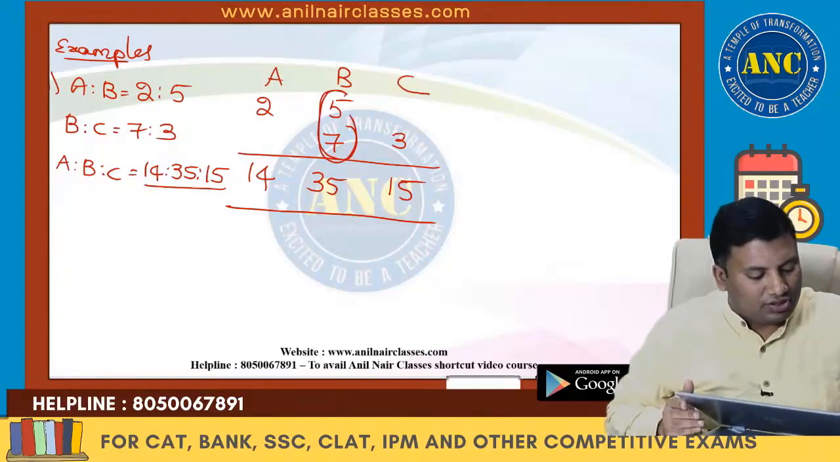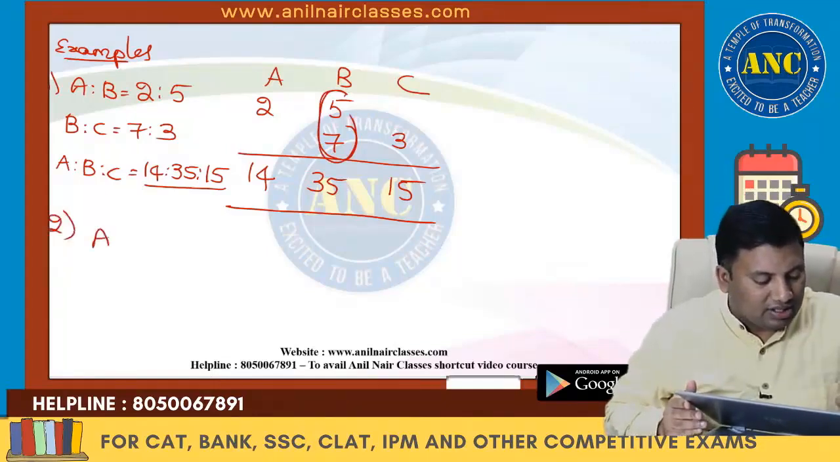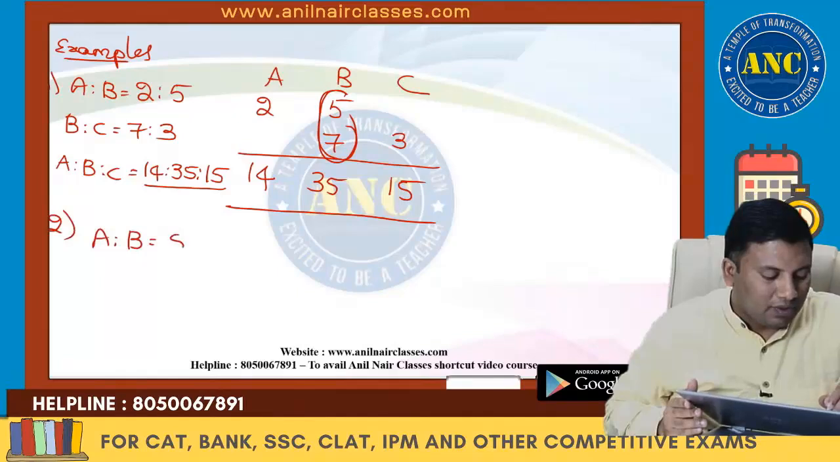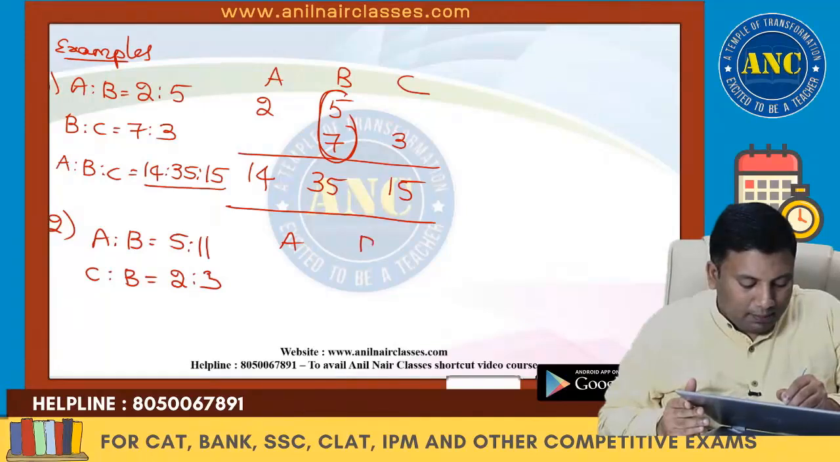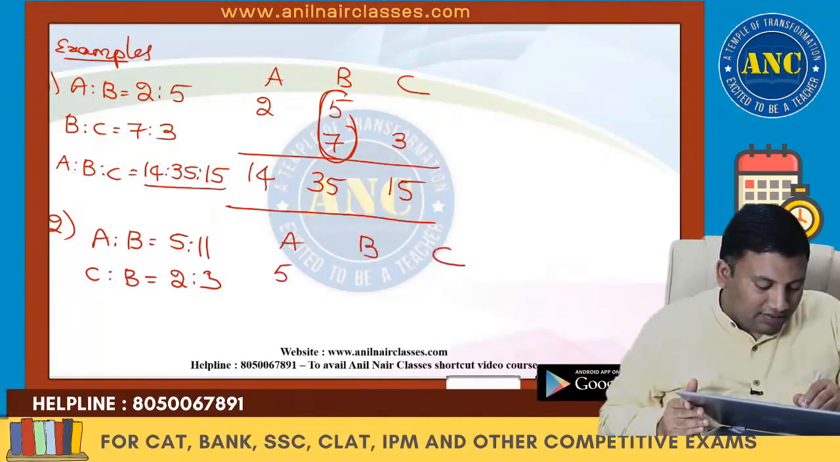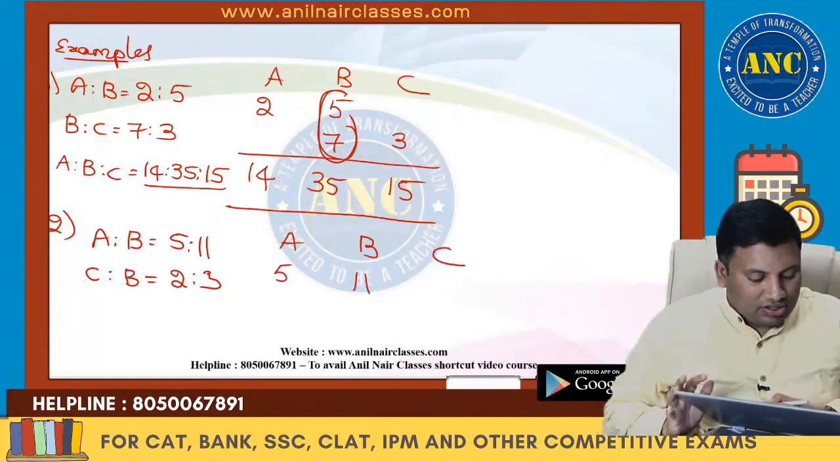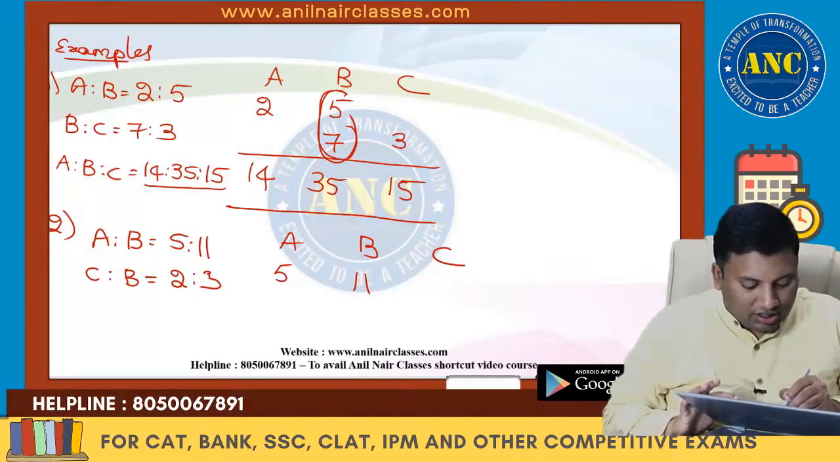Make one value the same. Suppose A is to B is 5 is to 11. C is to B is 2 is to 3. So A, B and C. A is 5, B will be 11. C is to B, C is 2 parts, B is 3 parts. C is to B is 2 is to 3.